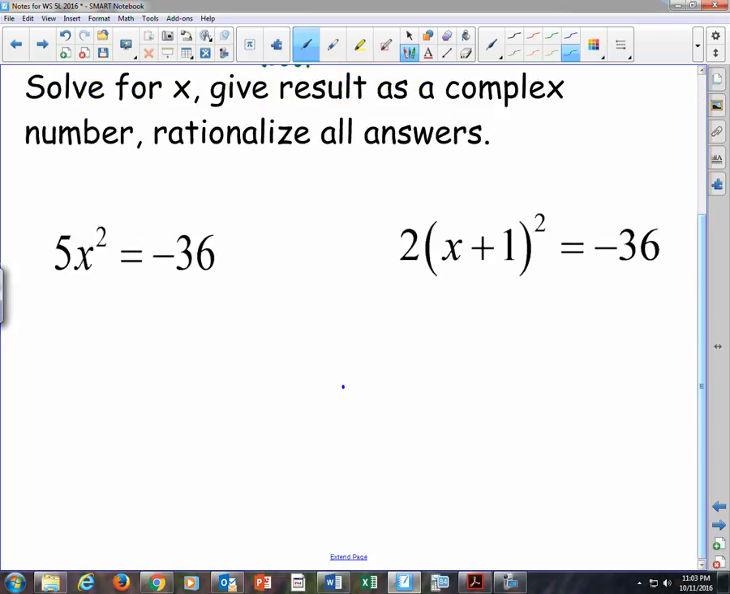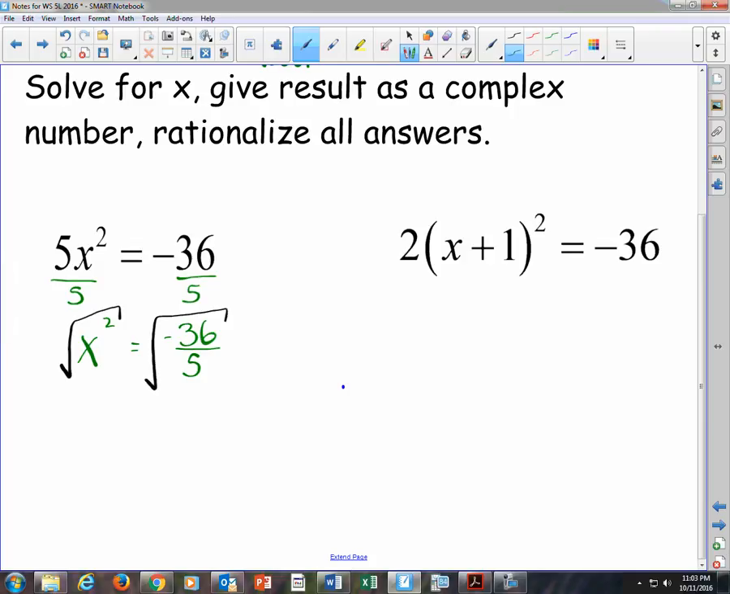This first one looks relatively simple. We are going to start by dividing by 5. And we will get x squared equals negative 36 fifths. Okay, that's not a very friendly fraction, but we can still work with it. We're going to square root that.